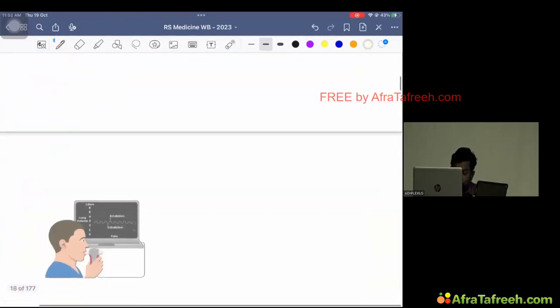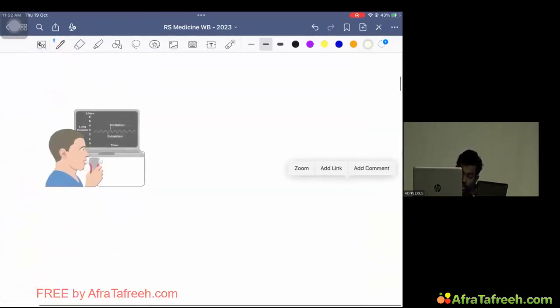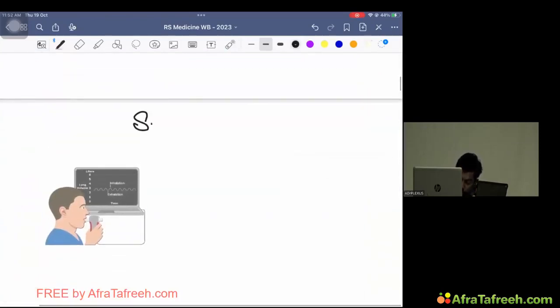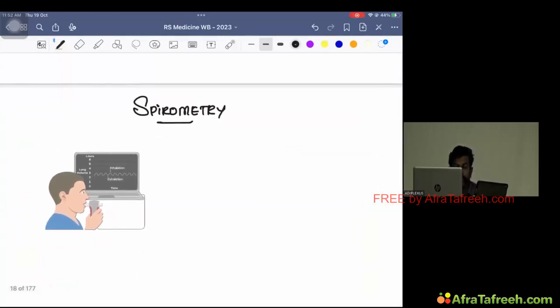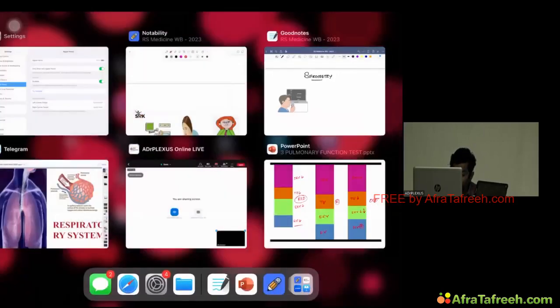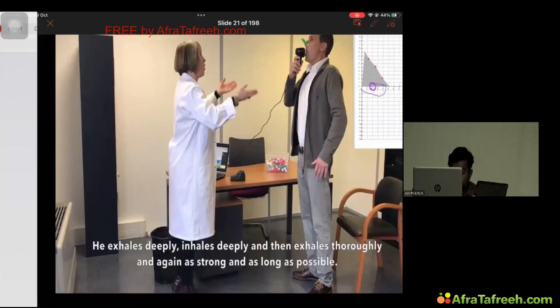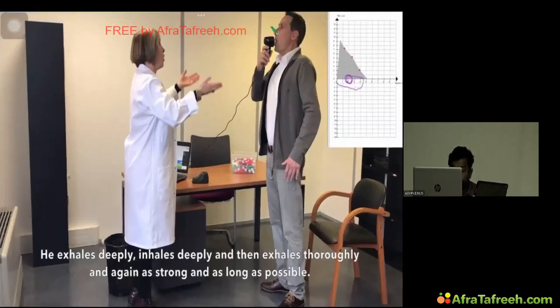To differentiate, we use an investigation called spirometry. Spirometry is an investigation which is done like this. The doctor gives a device or instrument to the patient, and the patient inspires and expires, and it is recorded in a graph.